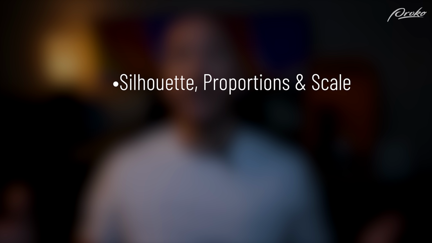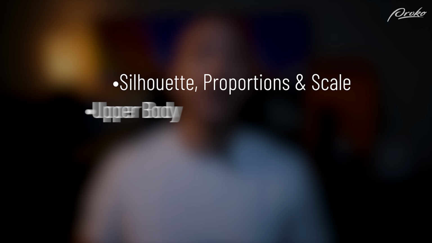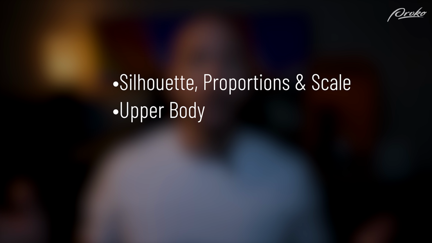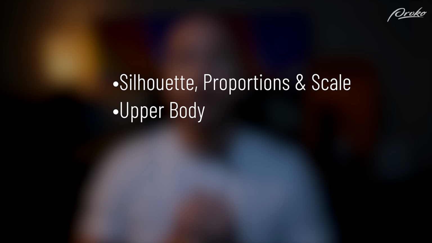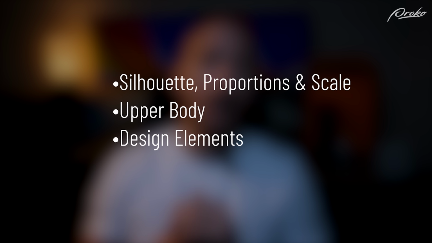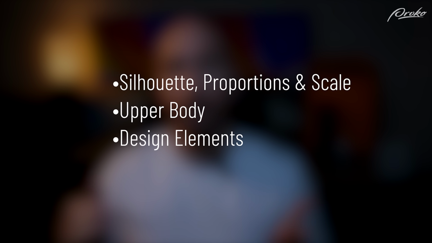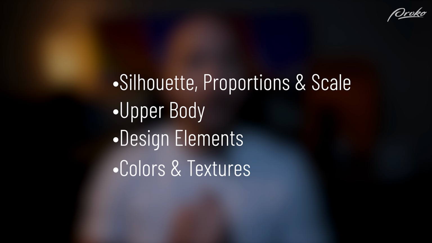In most cases, the design of a character and not only starts with a silhouette, proportions and scale. This is where all magic happens and where most challenges arise. When ranked by importance in the design, these elements are usually the first things viewers notice and interpret. Next comes the upper body, especially the head and face. Then the design elements like shape language, gears, weapons, clothing, armor, etc. Lastly, color, textures and patterns come into play.